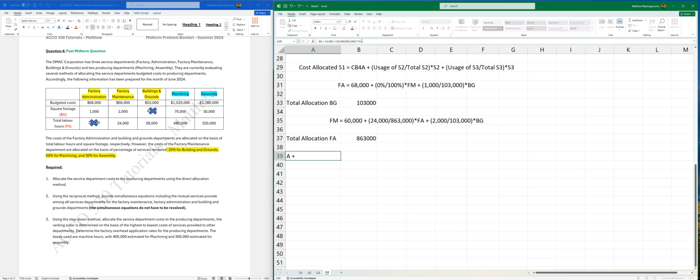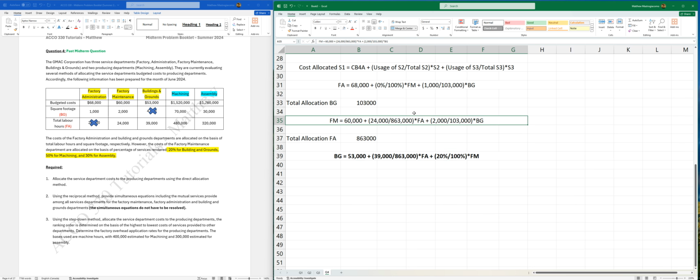Plus. We are going to do the next one now. So B and G, they're also going to receive help from factory maintenance. How much are they going to receive from factory maintenance? They're going to receive 20%. So 20% over 100% times FM. And that's your equation right there. It's pretty straightforward, that last one, I got to be honest, because they already gave you the 20 over 100.